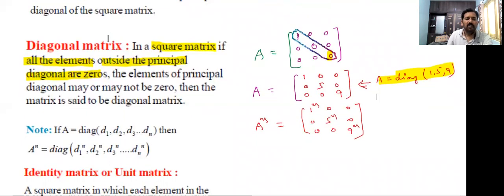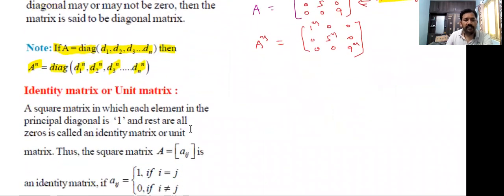Here a note is there. Please copy this. If A is equal to diag of D1, D2, D3 and so on Dn, then A power n is equal to diag of D1 power n, D2 power n, D3 power n and so on Dn power n. Okay, this is an important concept.